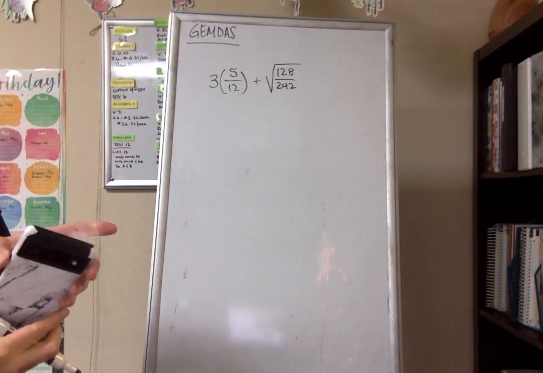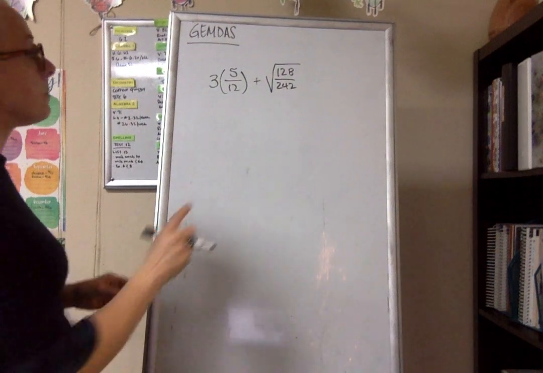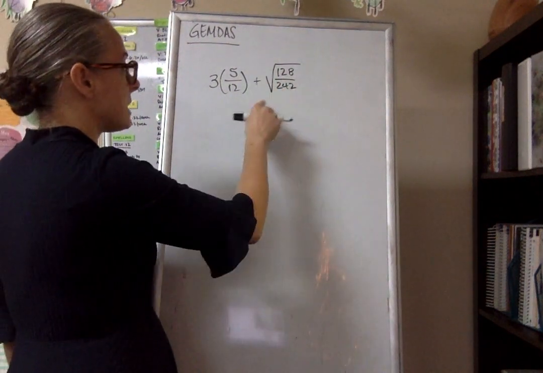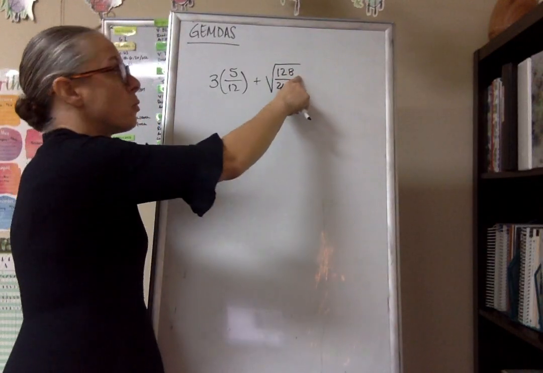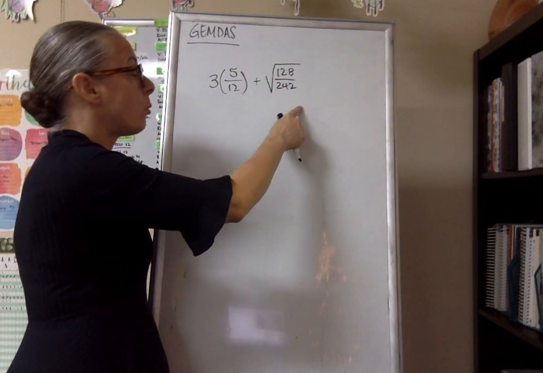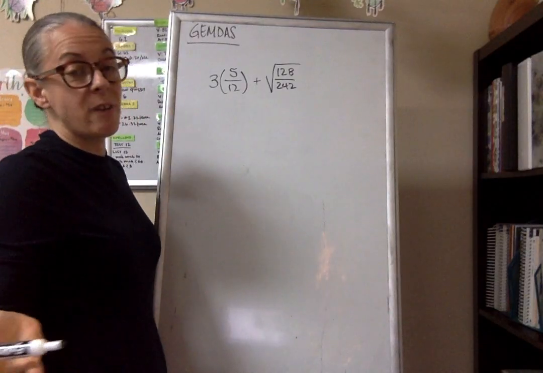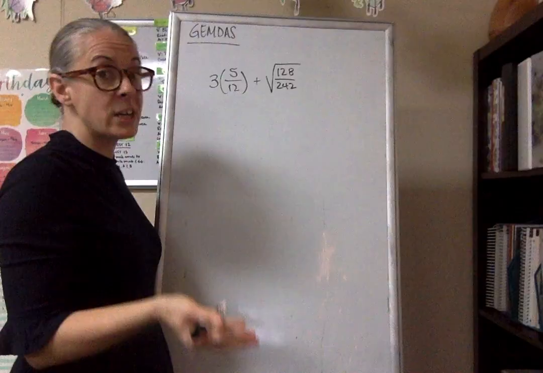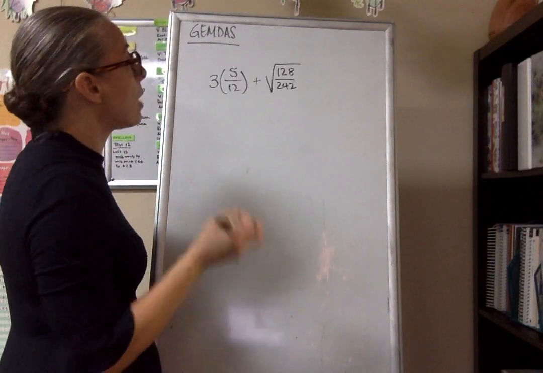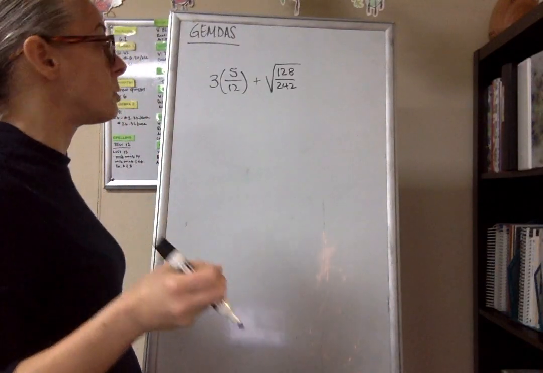Okay, so in this problem, the grouping symbol is my radicand. So I need to start right here. Well, I don't know the square root of 128, and I don't know the square root of 242. I'm not going to try dividing it. It's not going to make a whole number because it's not an improper fraction. It's a proper fraction. So I will try reducing it to lowest terms.